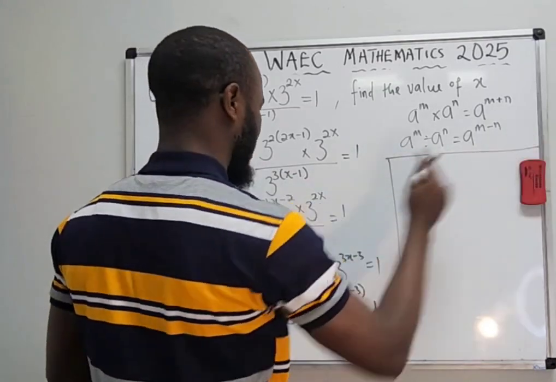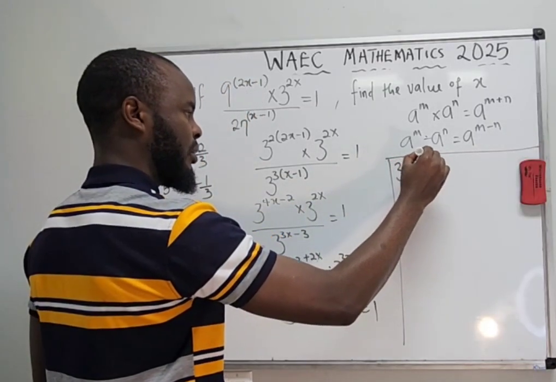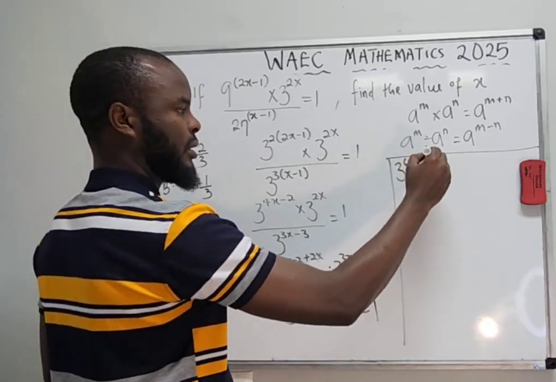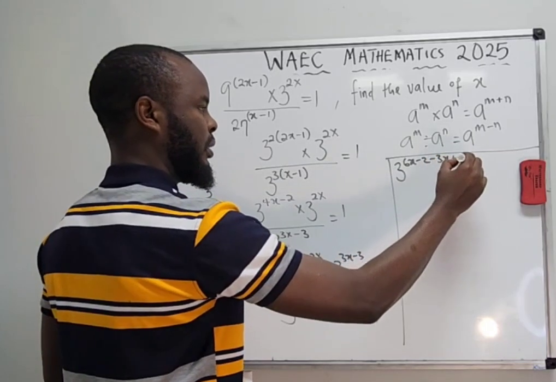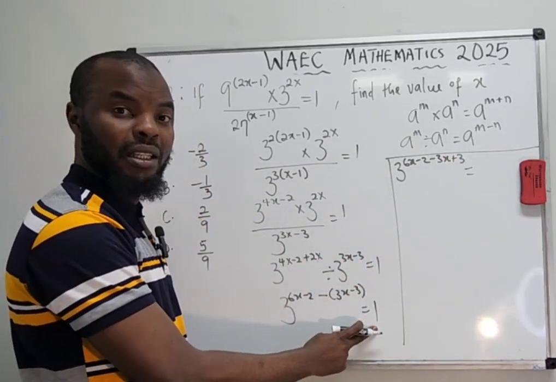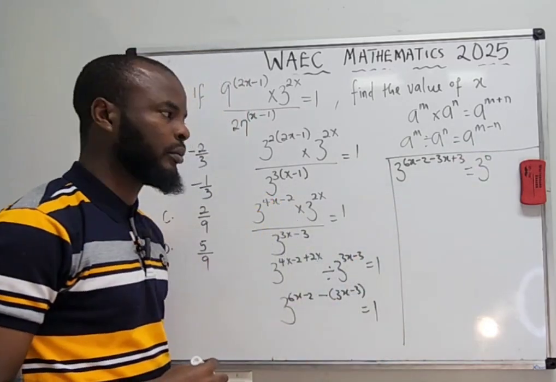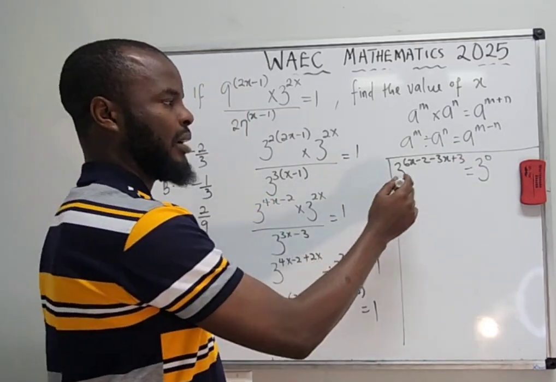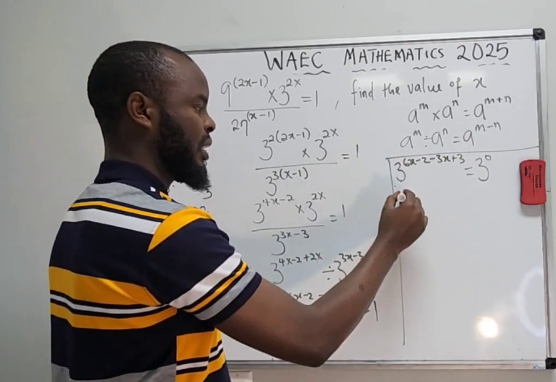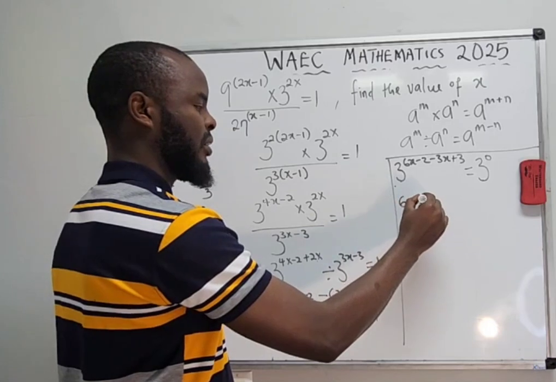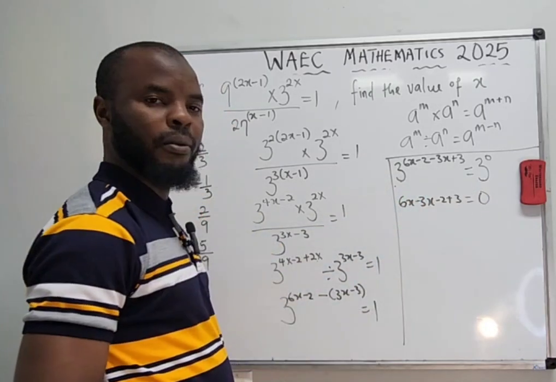Simplifying this, here we have 3 to the power of 6x minus 2 minus 3x, minus times minus is plus 3. 1 can be written as a base of 3, which is 3 to the power of 0. Now, the next thing to do is, when we have equal base, you can equate the powers together. So here we have 6x minus 3x minus 2 plus 3 equals to 0.